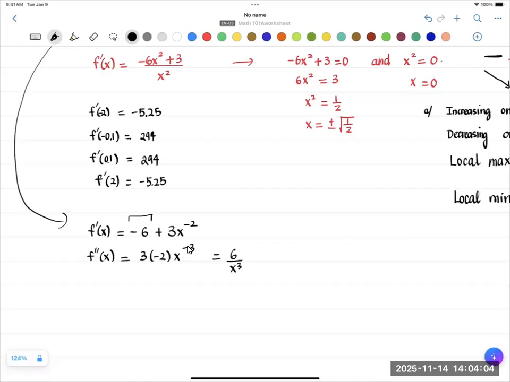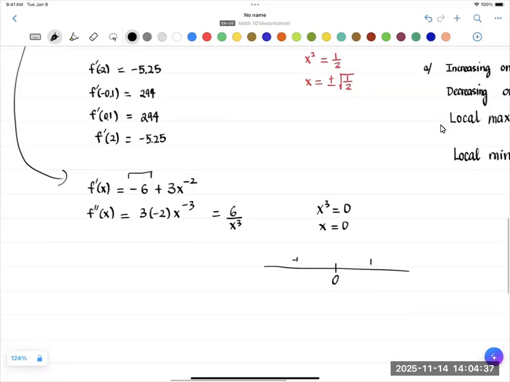Okay, so 6 over x cubed will be our f double prime. So the only possible inflection point that we can have is where x cubed equals 0, because 6 cannot equal 0. So we have x equals 0. And when x equals 0, we have two intervals, one on the left and one on the right of 0. Now we do the sign test for f double prime. So we will take x equal to negative 1 and x equal to positive 1.